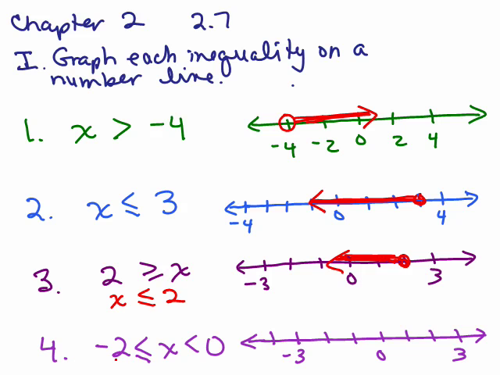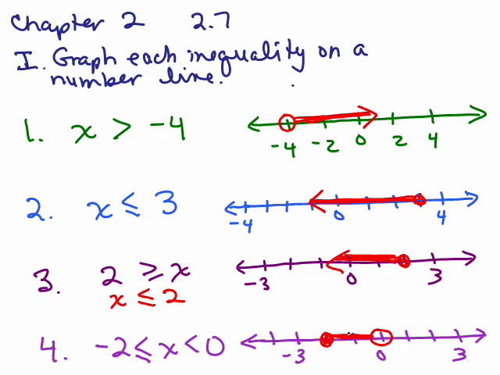Now number 4 says negative 2 is less than or equal to x, which is less than 0. This says that x is in between the numbers negative 2 and 0, but it can be equal to negative 2 because of this equal sign. So I could put it equal to negative 2, but it's not equal to 0. So I have to put a circle on 0, and then I want the numbers in between because it says x is in between negative 2 and 0.